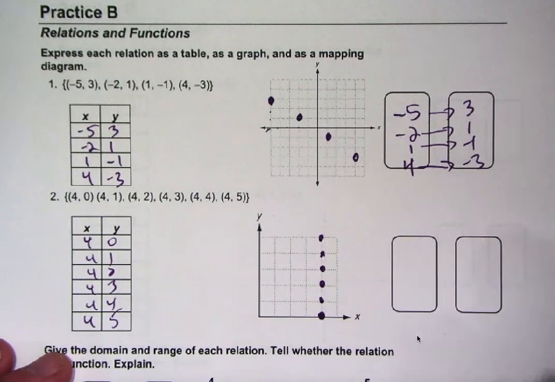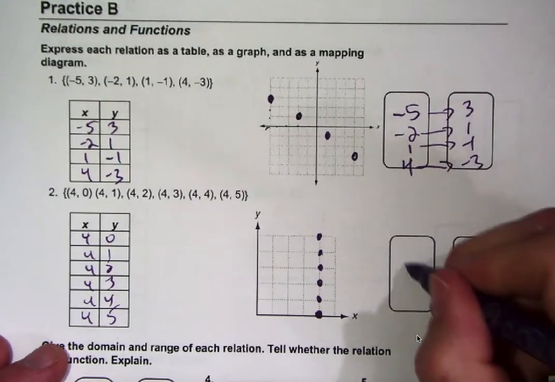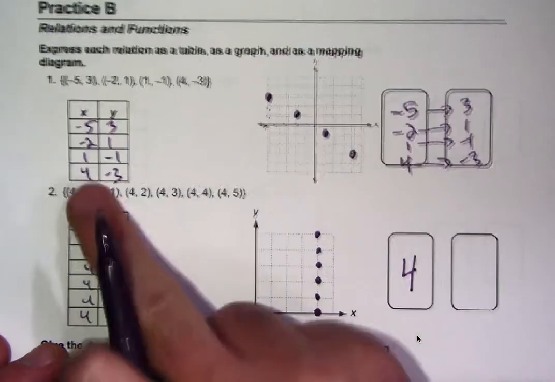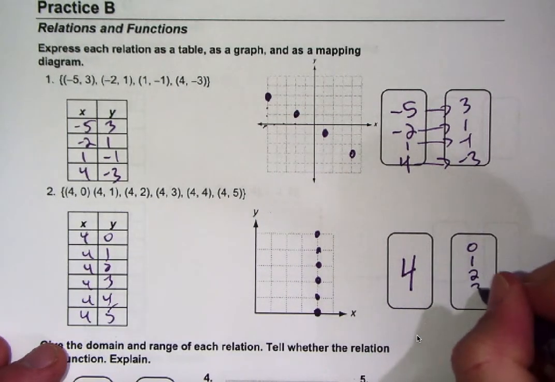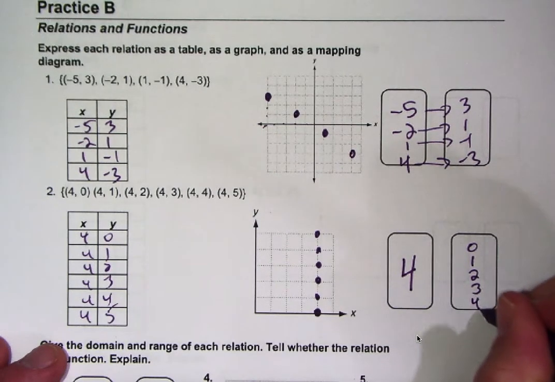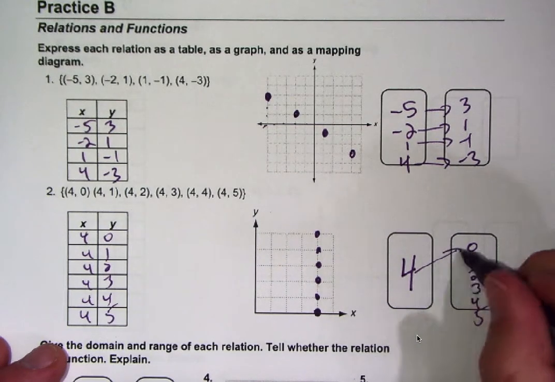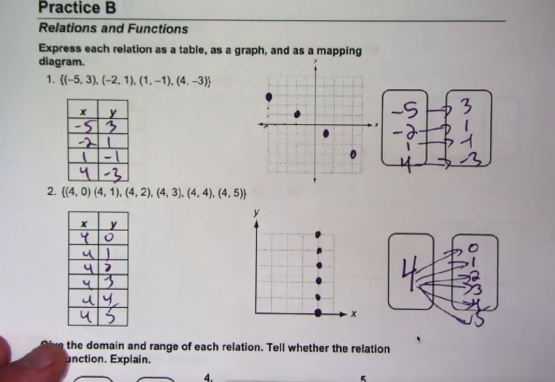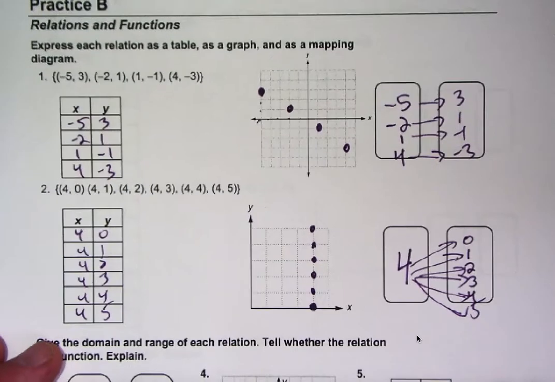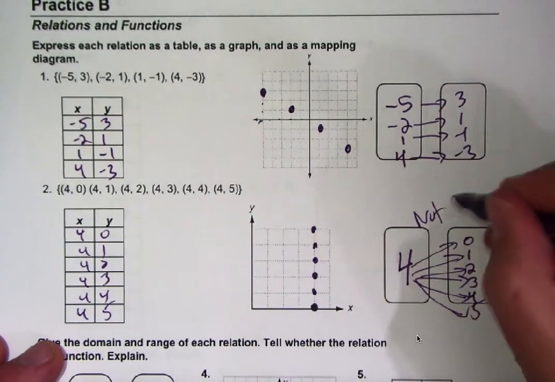Okay? For our mapping, we're only going to need to put a 4 because that's the only unique one. In the output or the range, we have to put all the different ones, and then we have arrows going to them. So that's the mapping for number 2, which is not a function if you were interested.